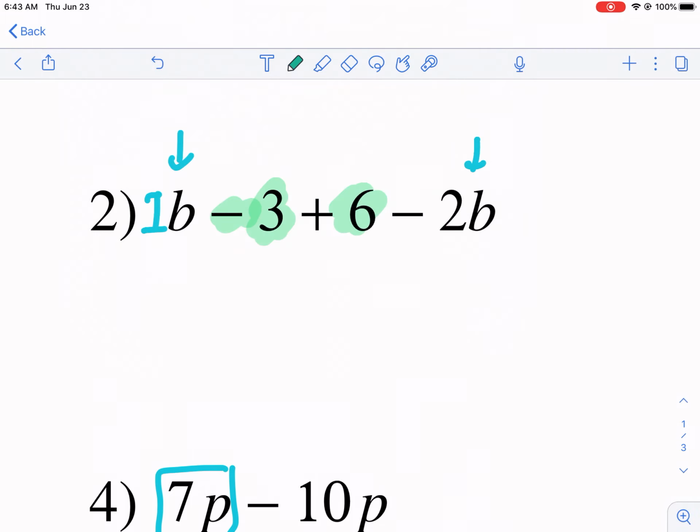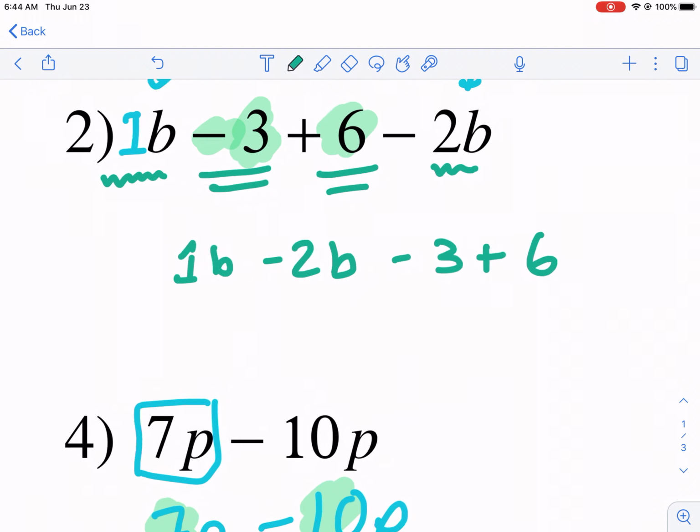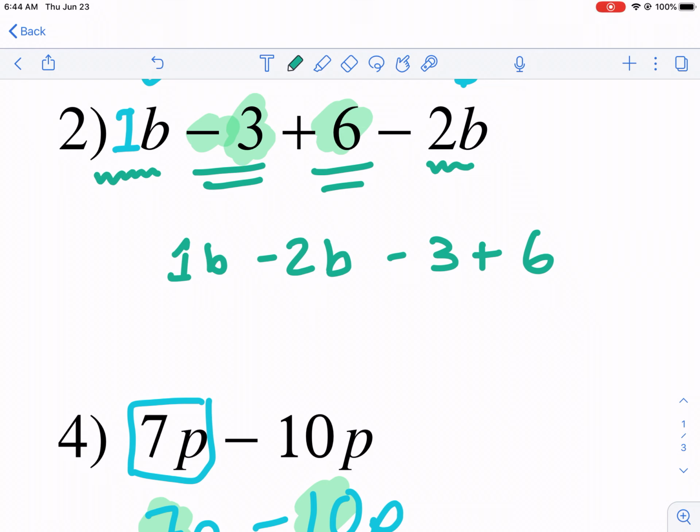So what I like to do is underline in similar fashion the like terms. So numbers are going to be like terms. They don't have any variables. And then our variables are different, so I'm going to underline them a little differently just so I know that they're the same. If you want, you can now regroup them. So I have 1b minus 2b. And then I'm going to write these guys next to each other also. You don't have to do this step, but I'm just trying to show you that we can group these a little bit differently. So I have 1b minus 2b minus 3 plus 6.